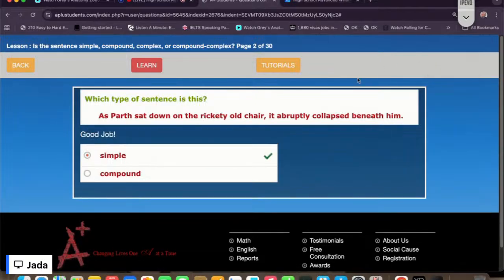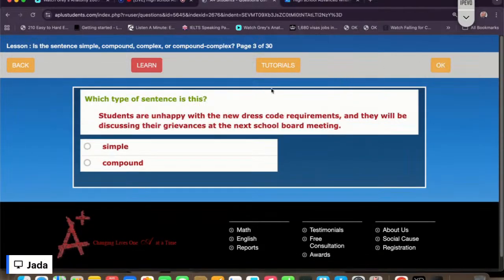Okay, so what do we have here? Simple sentence. Okay, so students are unhappy with the new dress code requirements and they will be discussing their grievances at the next school board meeting. Simple or compound?